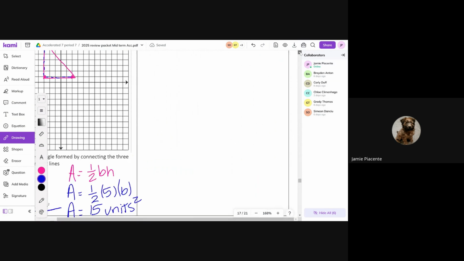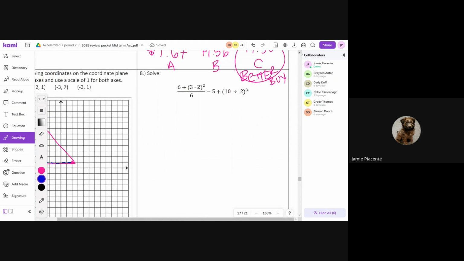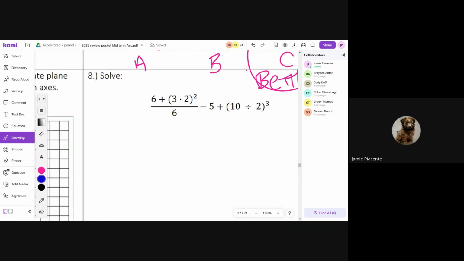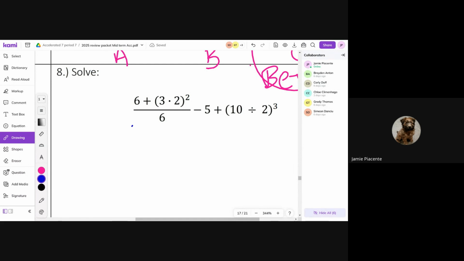Okay, there's lots of space. So first thing we do, let's focus on this division chunk right over here. Let's do what's in parentheses first. I'm going to zoom in so I can make it look a little nicer. So 6 plus 3 times 2.